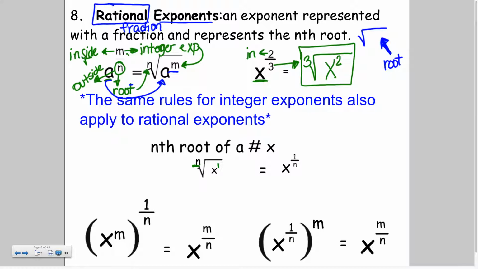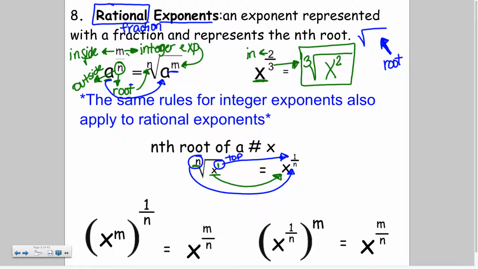So the nth root of a number x. So x is our base, so it becomes our big number. Again, the one on the inside goes on top, so it goes on the top. And the one on the outside goes on the bottom. So you're just flipping them back and forth.